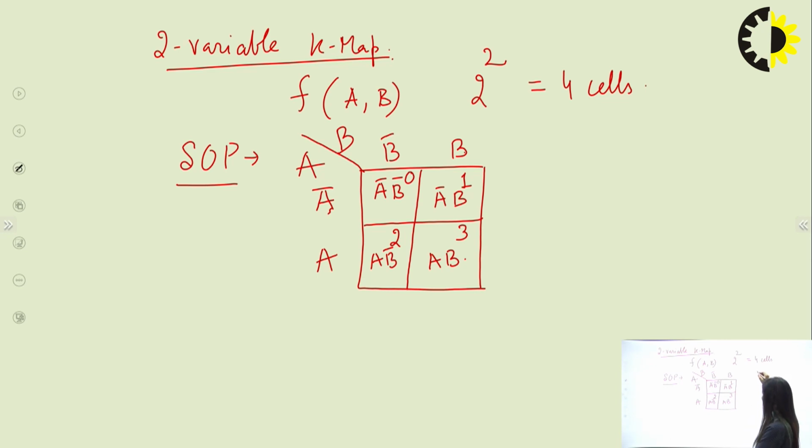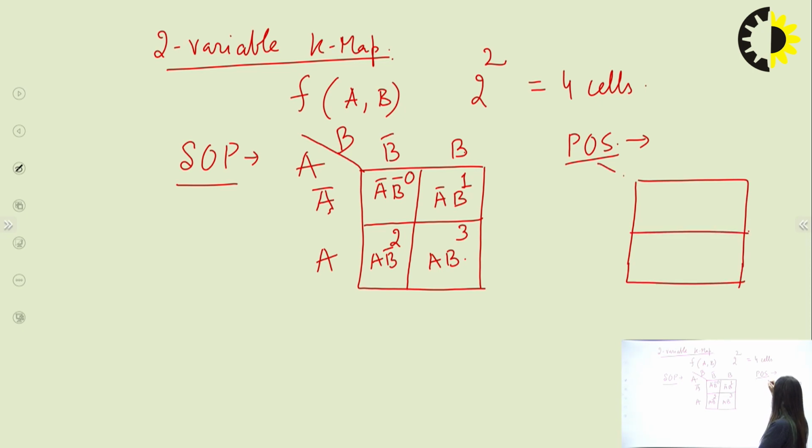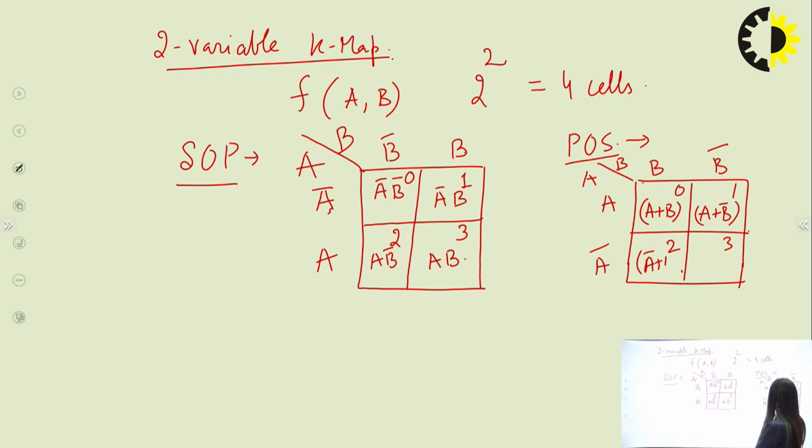And if I make the POS, same, I will put the first variable down the line and the second variable up the line, and this will be my A and this will be A bar. This will be my B and this will be my B bar. Counting will be horizontal as I did before: 0, 1, 2 and 3. Now this will be my A plus B block. This is my A plus B bar. And this is my A bar plus B and this is my A bar plus B bar.